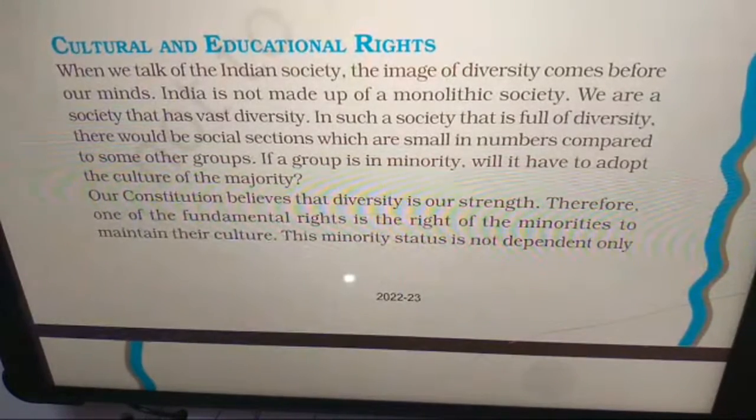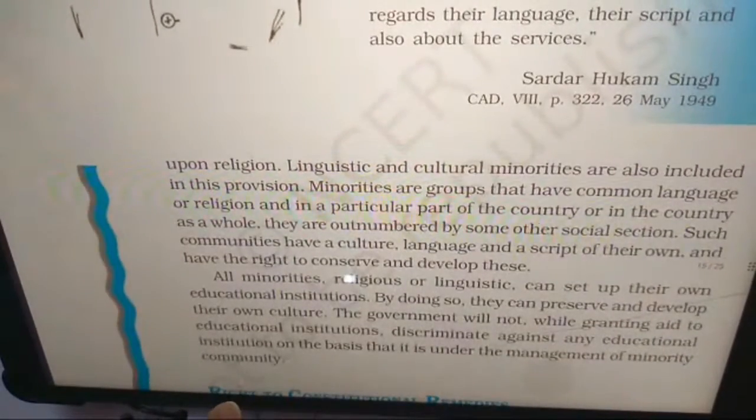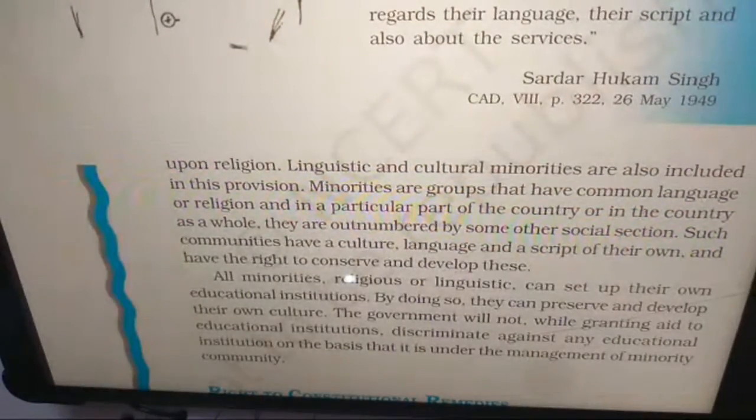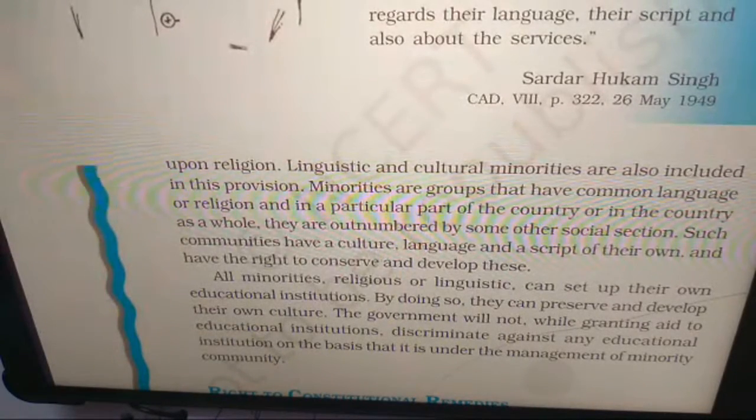This minority status is not dependent only upon religion; linguistic and cultural minorities are also included in this provision. Minorities are groups that have common language or religion, and in a particular part of the country or in the country as a whole, they are outnumbered by some other social section. Such communities have a culture, language, and a script of their own and have the right to conserve and develop these.